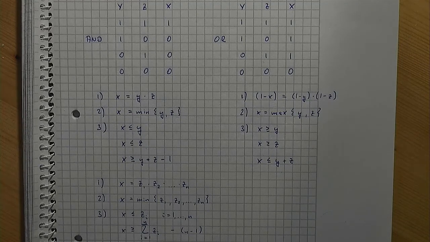Can you generalize this to more than two binary variables z1, z2 and so on? Pause the video now. Three possible approaches for the general case are these.